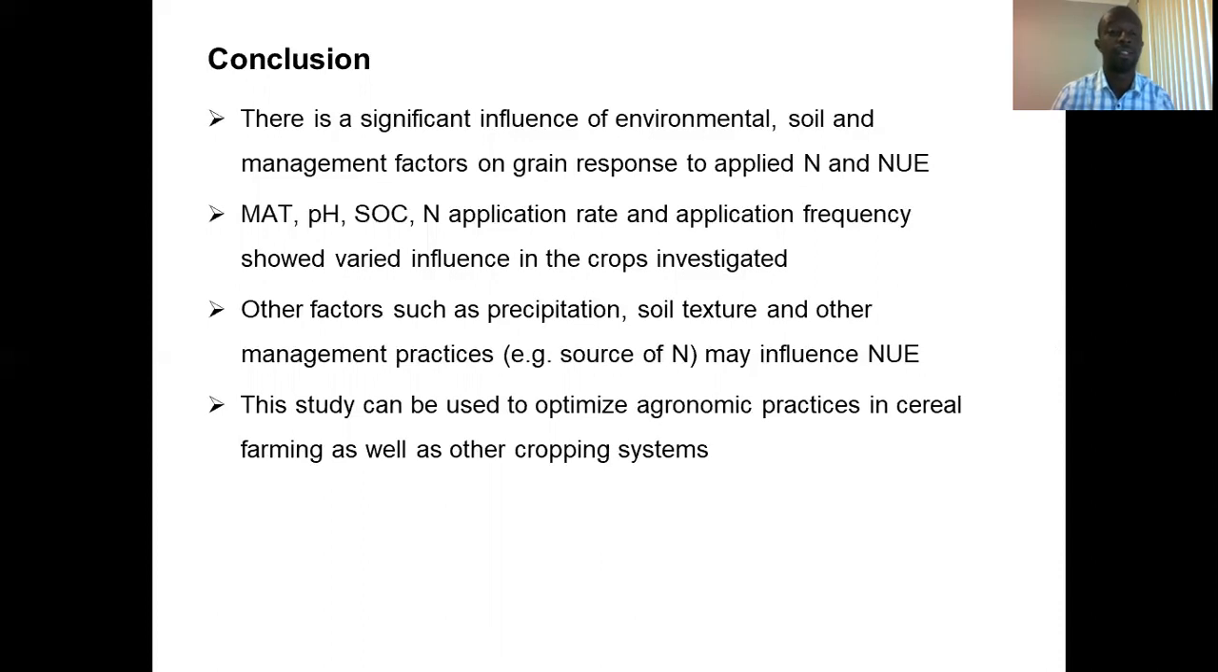Overall, this study can be used to optimize agronomic decisions, and this would more specifically be on how you manage a nitrogen fertilizer application, and it can also be translated in other cropping systems.